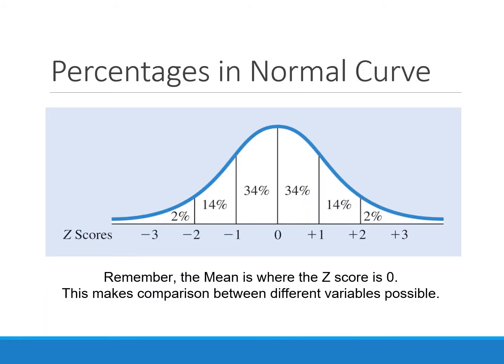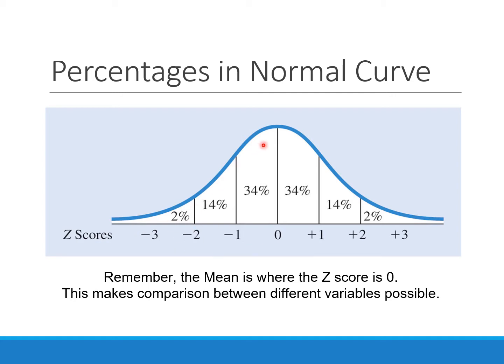Okay, let's get started. The percentages under the normal curve: if you look at the entire normal curve, it is 100%. So we have our normal curve, and you can see that the mean is right here at the middle. It's where the z-score is 0. And then one standard deviation below and one standard deviation above is where the z-score is -1 and 1. And then z-scores of -2 and +2 are 2 standard deviations away from the mean, and -3 and +3 are 3 standard deviations away from the mean.